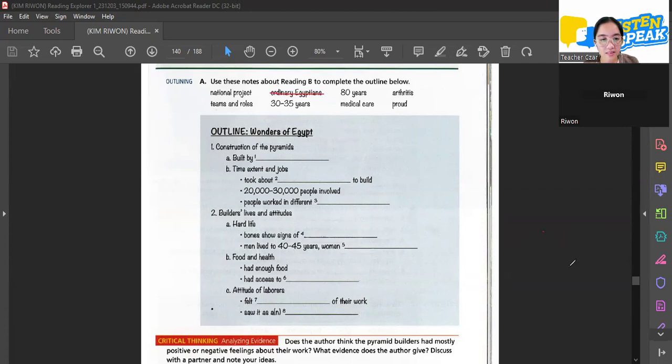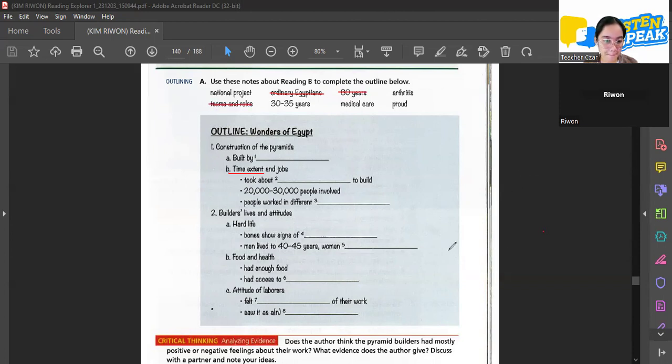The extent of the job took about 80 years to build. Yes, because we are talking about the time of existence of this kind of job. Okay. 20,000 to 30,000 people involved. People worked in different teams and roles.